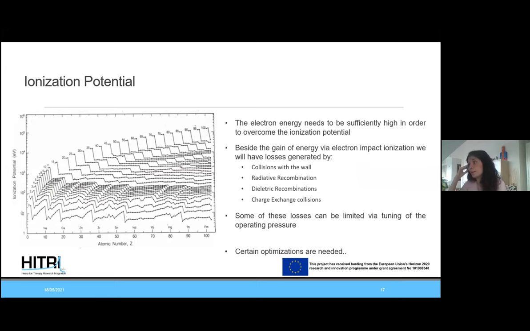And besides that, during the ionization via electron impact, you will always have some losses, because in this mixture you will have many different types of atomic processes. So you will have collision on the wall, you will have radiative recombination, dielectronic recombination, and charge exchange collision. So you have to find an optimum way to generate the desired ion charge state in your source. And you can, of course, apply certain optimization.